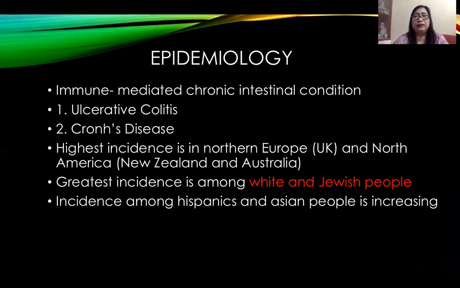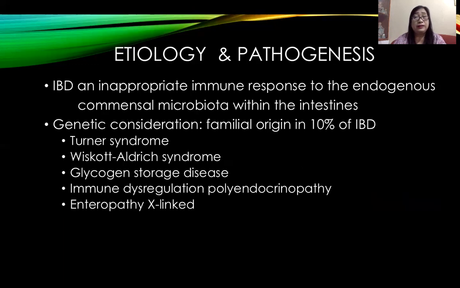So inflammatory bowel disease is said to be an immune-mediated chronic intestinal condition. There are 2 types. You have your ulcerative colitis and you have Crohn's disease. The highest incidence is in Northern Europe or UK and North America. Okay, greatest incidence is among white and Jewish people. The incidence among your Hispanics and Asian people is also increasing.